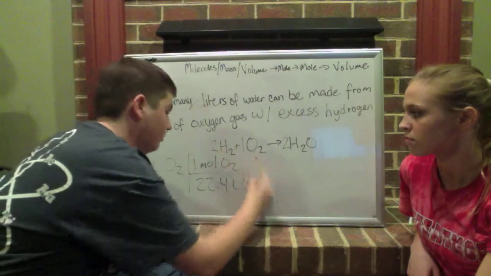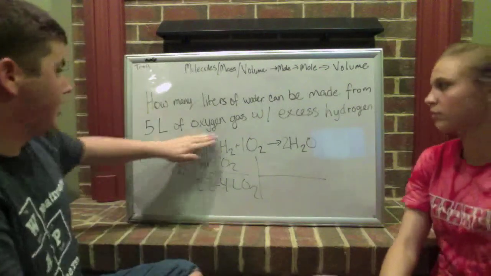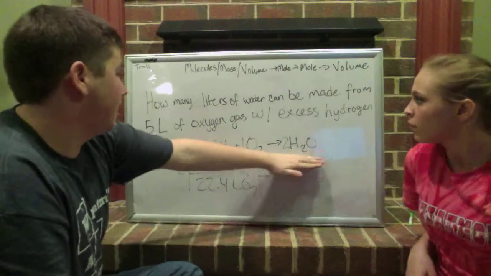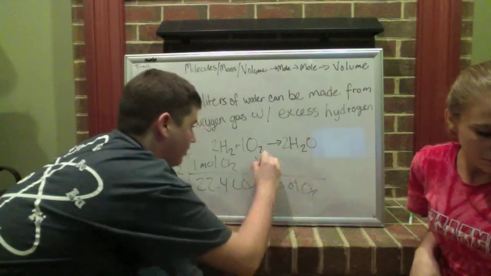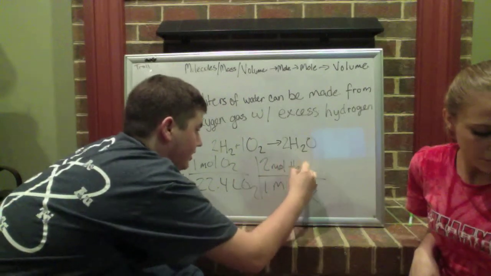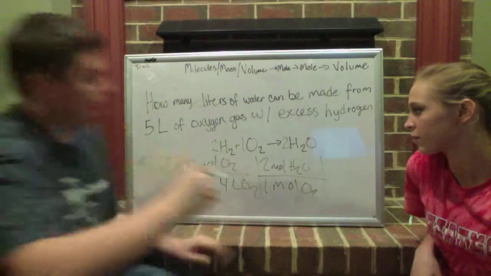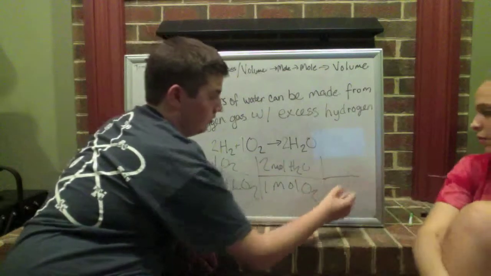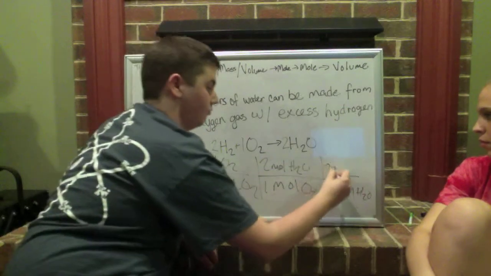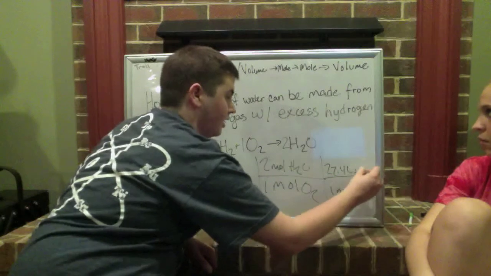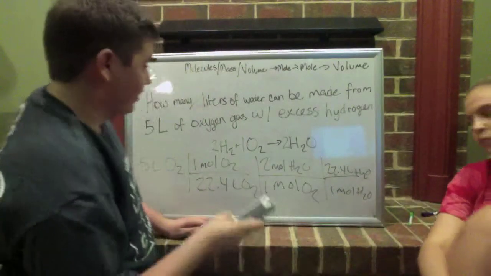Okay, so then we plug in our mole ratio, and that is, we're going from oxygen to water, so we say 1 mole oxygen, 2 mole H2O. And then again, this water in this case is going to be in gas form, not in liquid. So you're going to say 1 mole H2O is 22.4 liters H2O. Okay, so now all we have to do is calculate that.